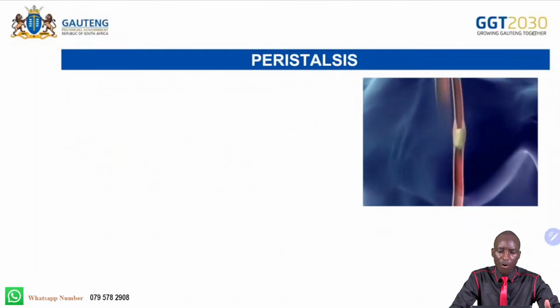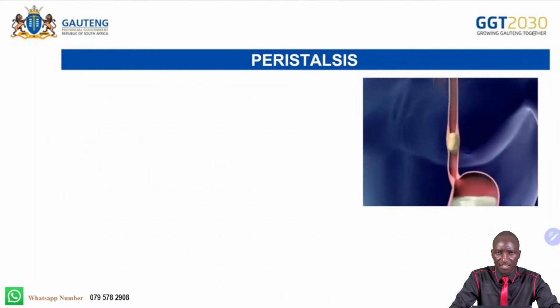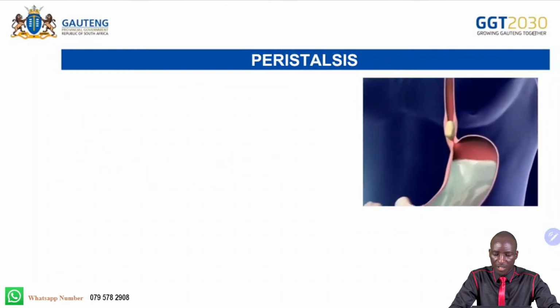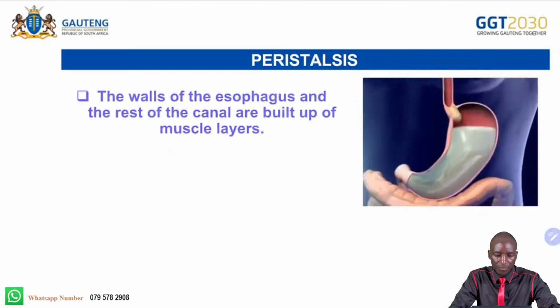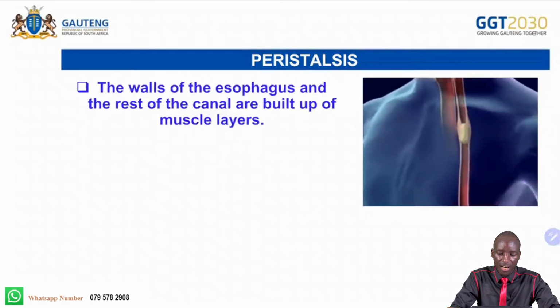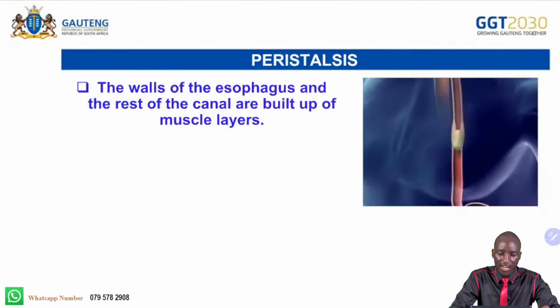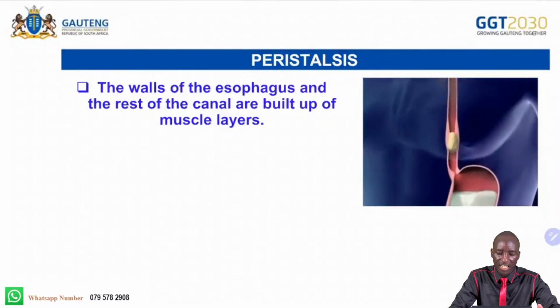Now we go to peristalsis. What happens in peristalsis? The walls of the esophagus and the rest of the canal are built up of muscly layers.